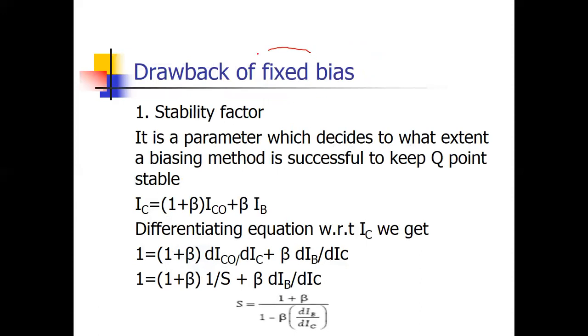But what is the drawback of the fixed bias? There are two main points. First of all, the stability factor, which means how stable the Q point is.